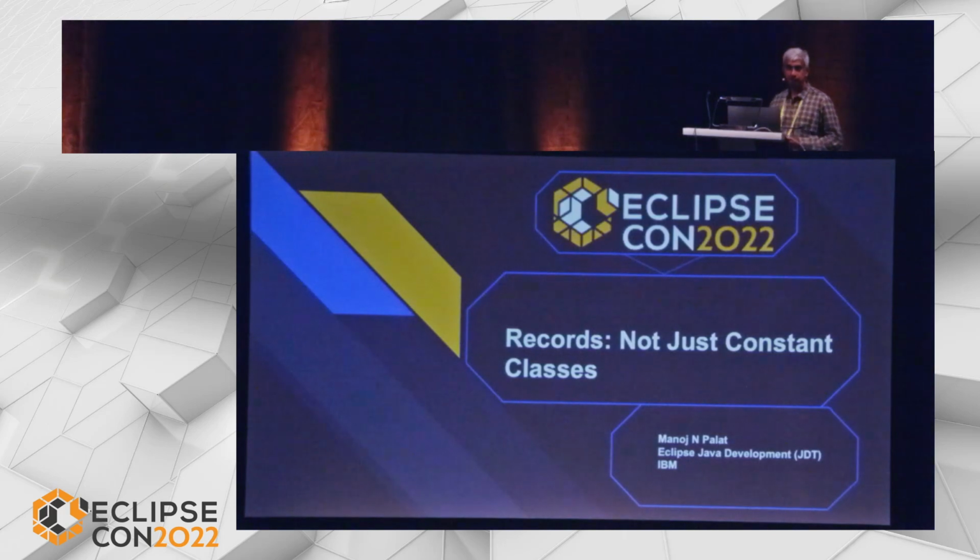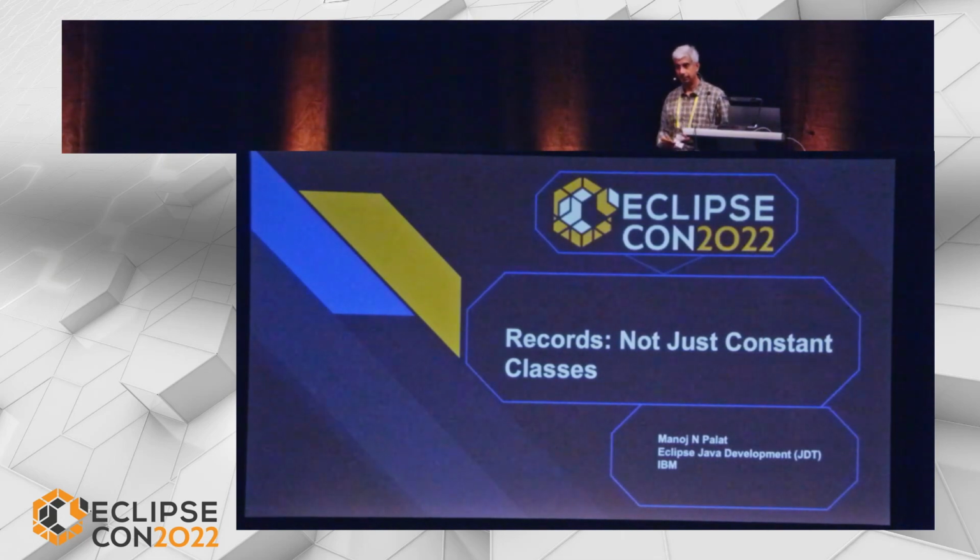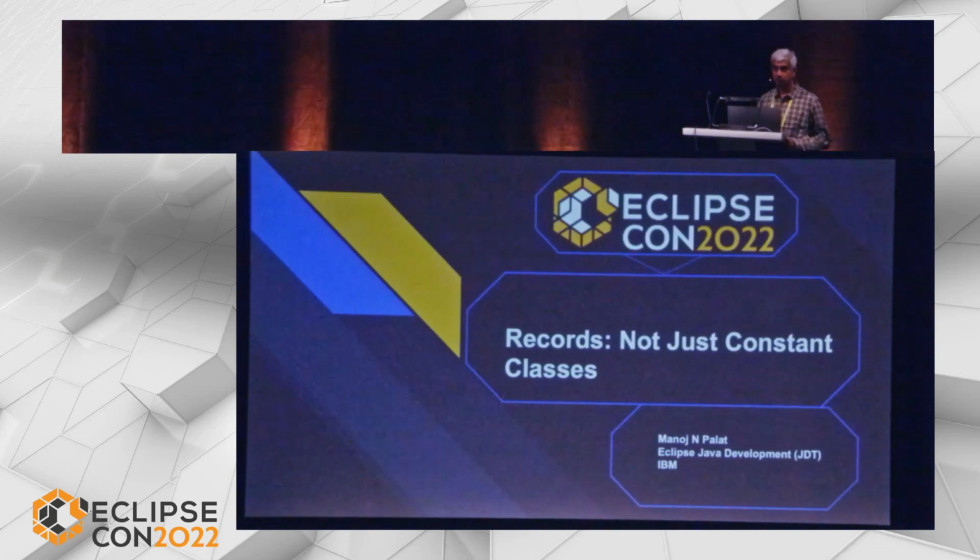I'm Manoj. I work with IBM. I developed the Java compiler in the Java development tools, the compiler for Eclipse. I mean, our team, Stefan, Jay, Cleon, and a lot of others, work on the Eclipse Java development tools. So what I'm going to talk about is what we have already implemented, and this was implemented a few releases back.